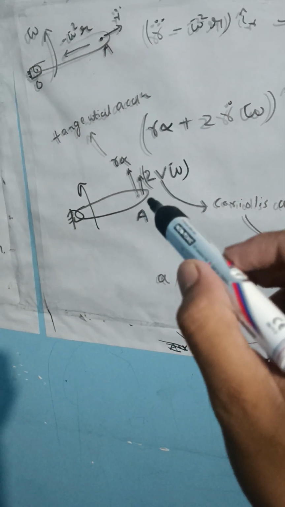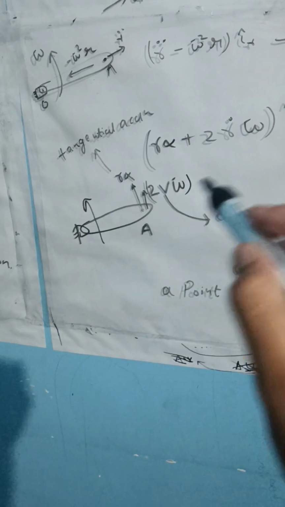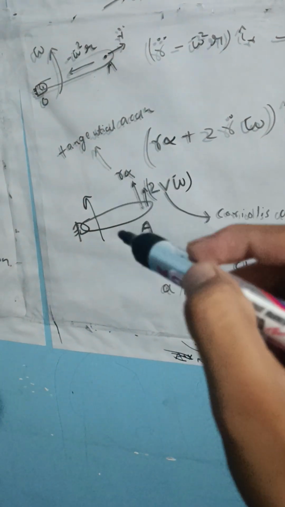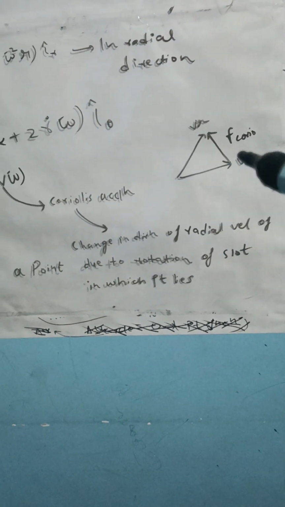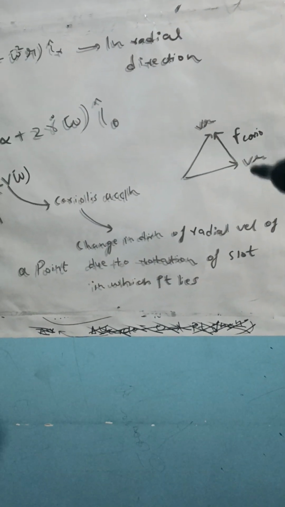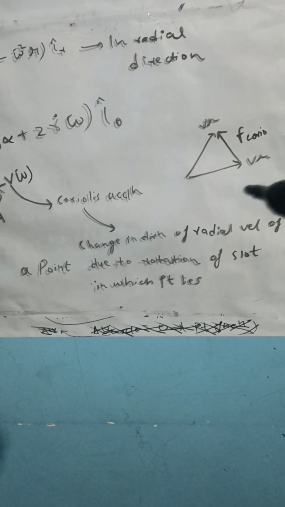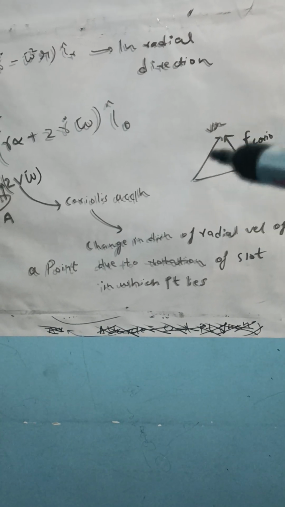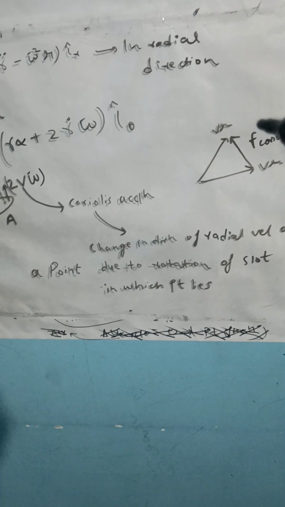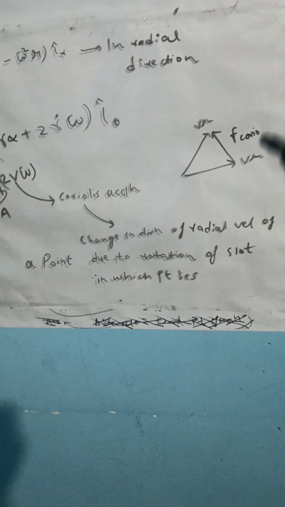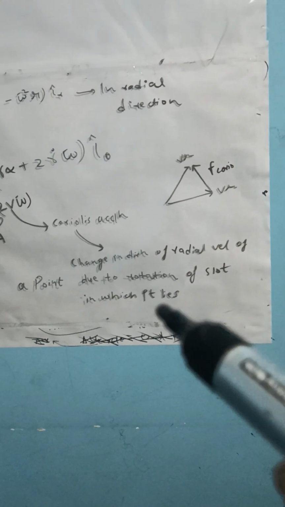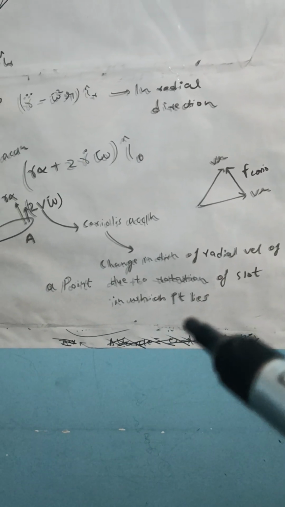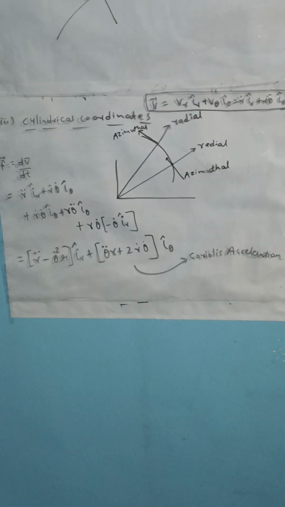Suppose this point A was in the rotating body and the radial velocity was like this. After rotation, the radial velocity will be like this, which I have shown here. So due to the change in direction of velocity, acceleration is in this direction. You can see final velocity minus initial velocity equals the acceleration vector. This is the vector form. So it is called Coriolis acceleration, the change in direction of radial velocity of a point due to rotation of the slot in which the point lies. So this topic was cylindrical coordinates.